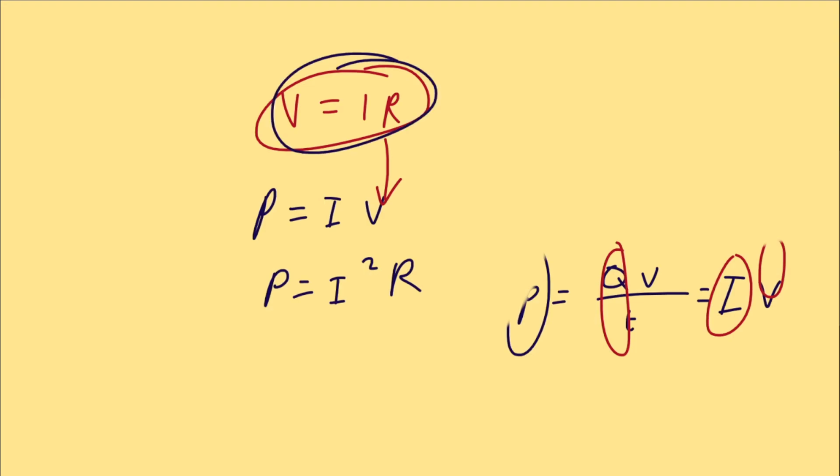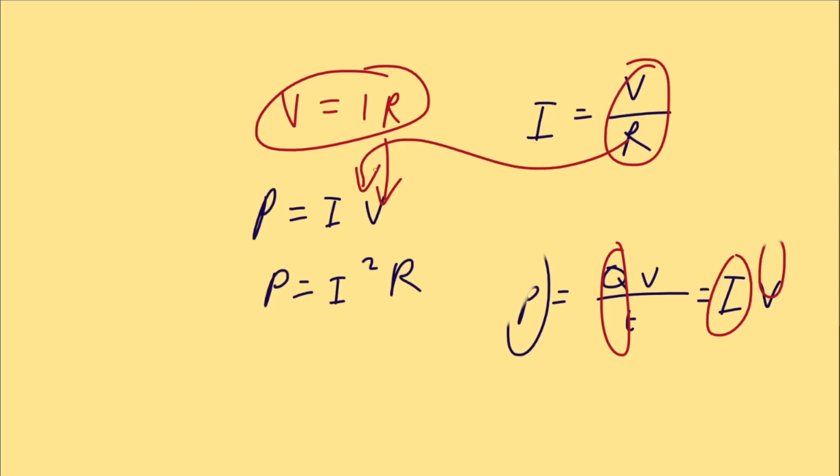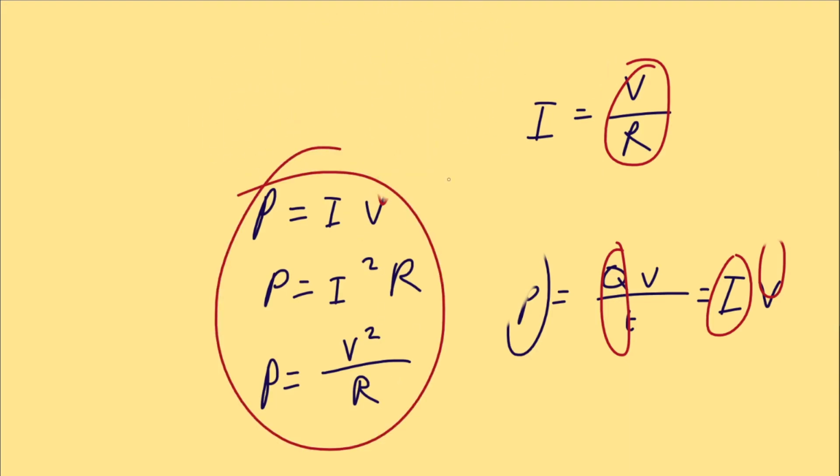If you rearrange Ohm's law, you get current equals voltage over resistance. So we can sub in this value for I into the original power equation to get P equals voltage squared over resistance. These are your three power formulas, and you choose one depending on what you know. It lets you calculate the power dissipated by a resistor.